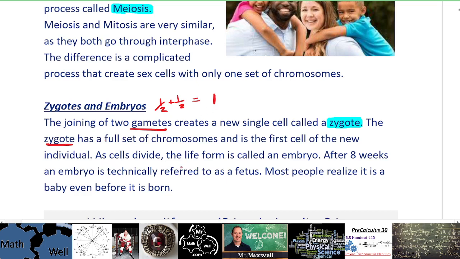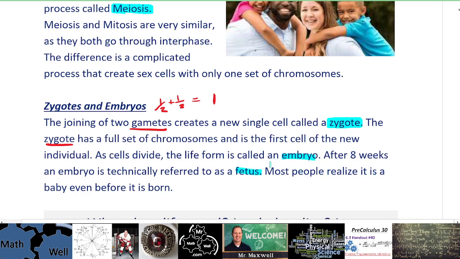As cells divide, the life form is called an embryo. So it's a bit fuzzy, okay? But the zygote is the first, boom. We have a full set of chromosomes. Now we're starting to roll here. And now cells are starting to divide and form this new life. At some point, it's called an embryo. After 8 weeks, an embryo is technically referred to as a fetus. So these are all words that maybe you've heard of before, but maybe you're kind of unsure of how it all works together and what's called what. So what do we got? Embryo, fetus, okay?